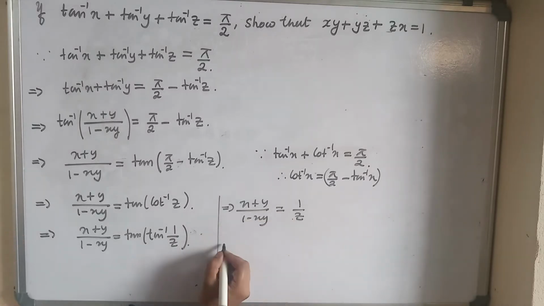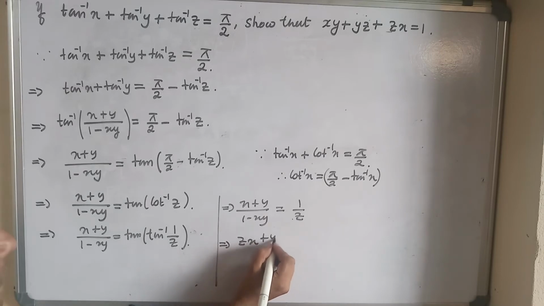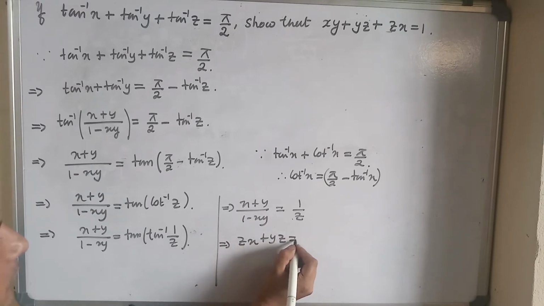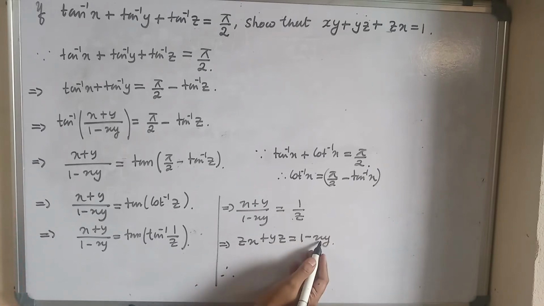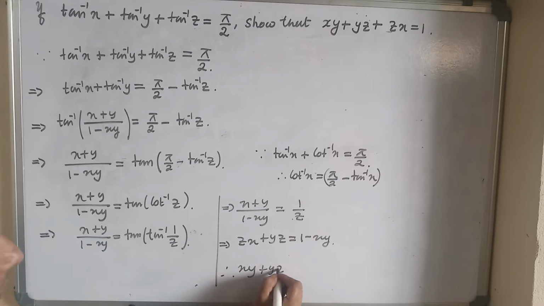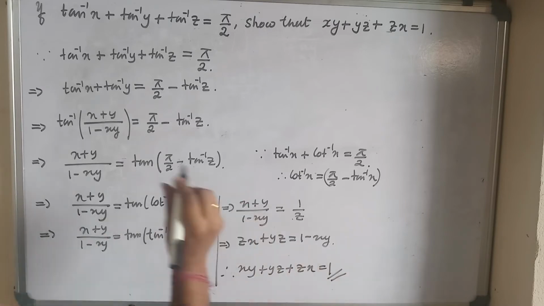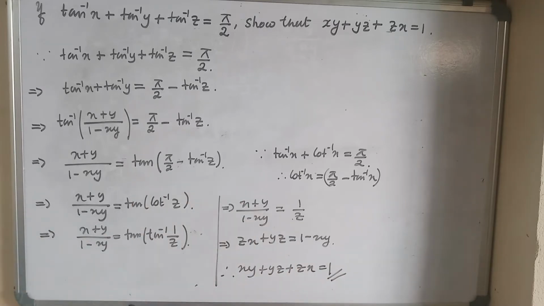Next, cross multiplying, we get zx plus yz equals 1 minus xy. Therefore, bringing this xy over here, xy plus yz plus zx equals 1. This identity is proved.